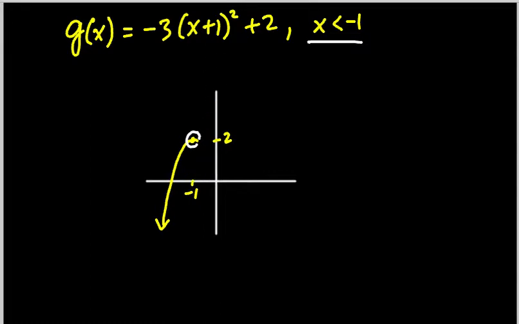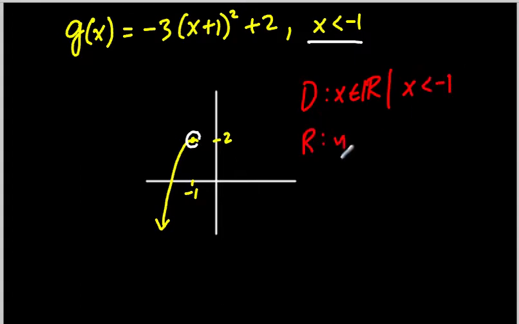And then if I asked you what is the domain and range, now this is really simple, just from the graph. The domain is x is an element of the reals, and we already are given the domain, so x is less than negative 1. And the range is y is an element of the reals, and y is less than 2.